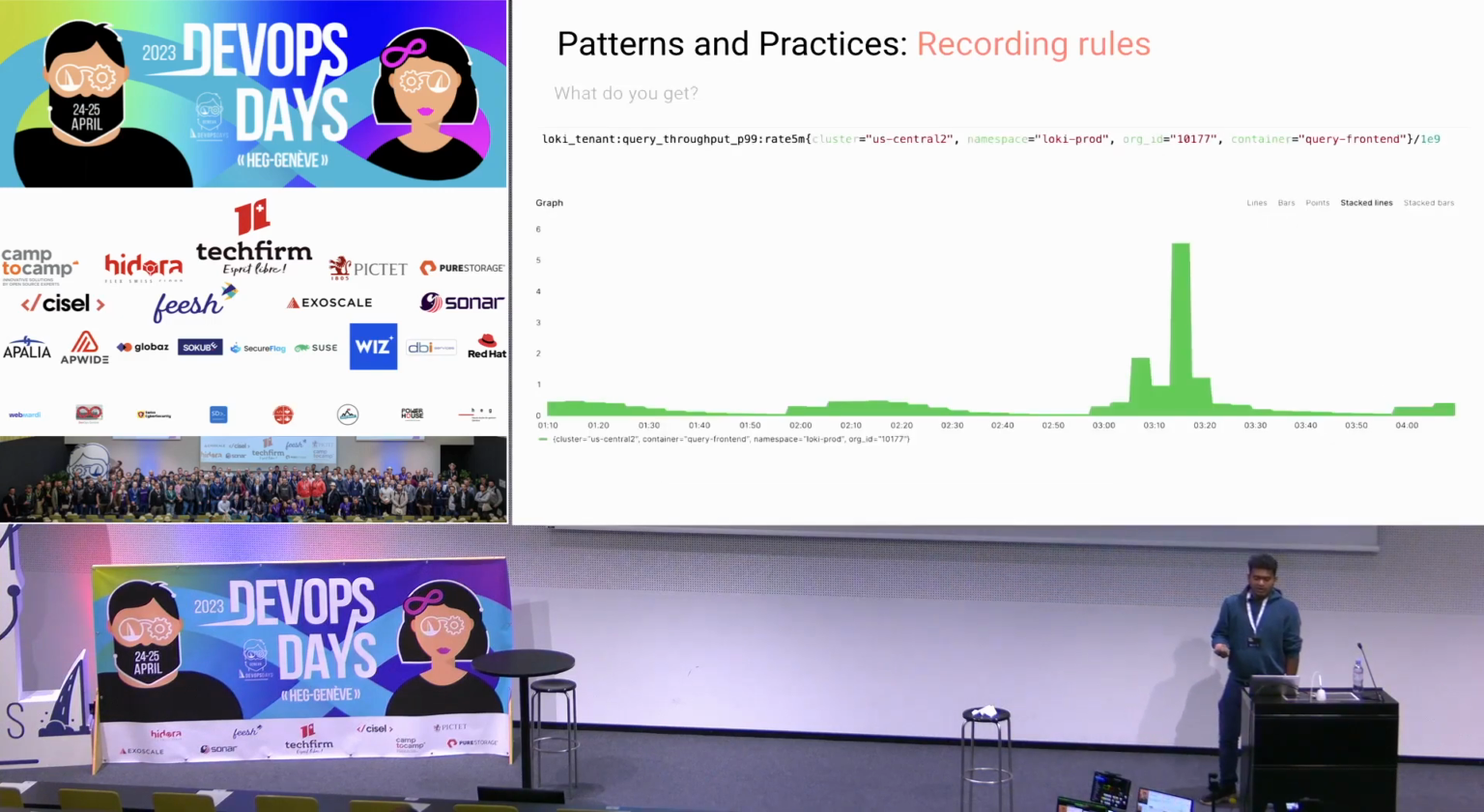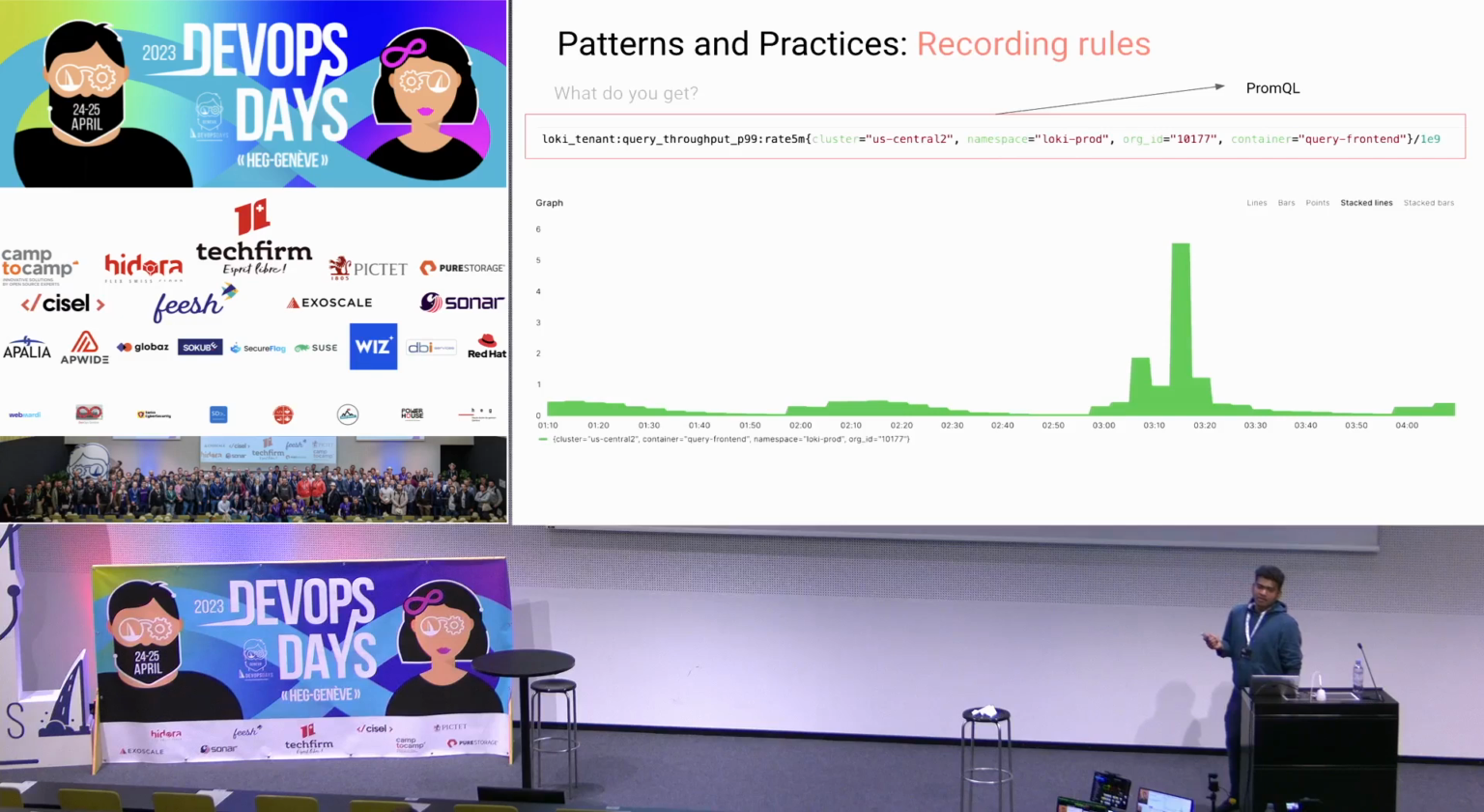So for example, this is not a LogQL, it's a PromQL. And that's exactly the metric we generated via recording rules. So whenever you run this one, this has already been computed, so it's very, very less expensive. And you can also build dashboards on top of it.